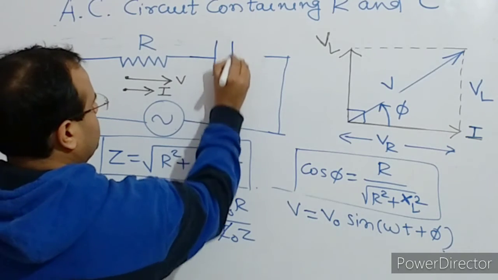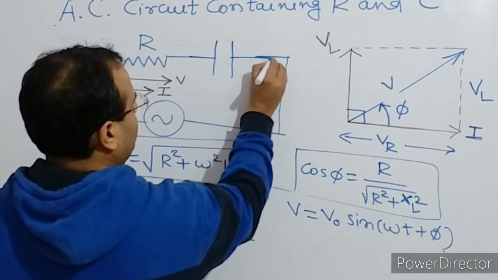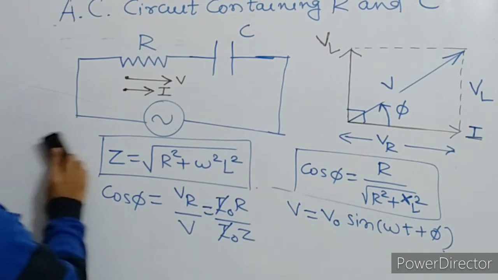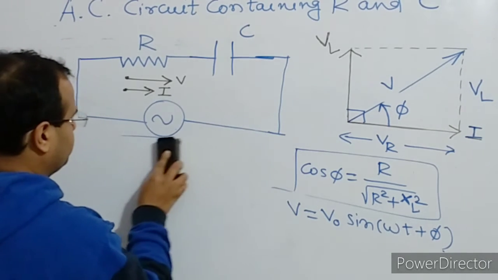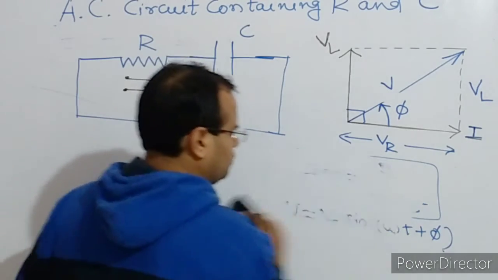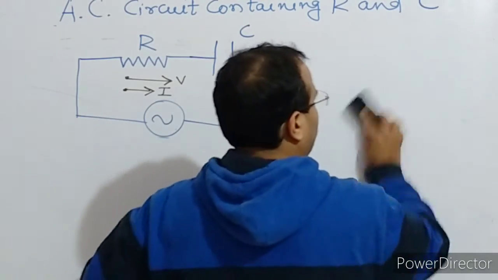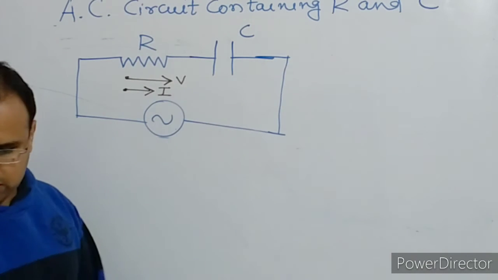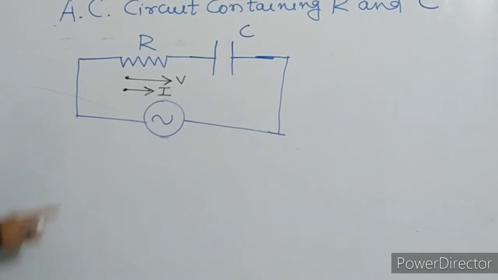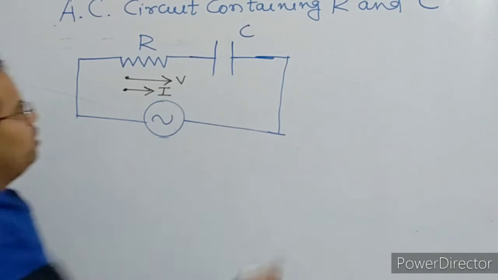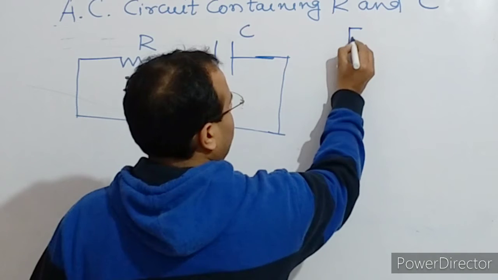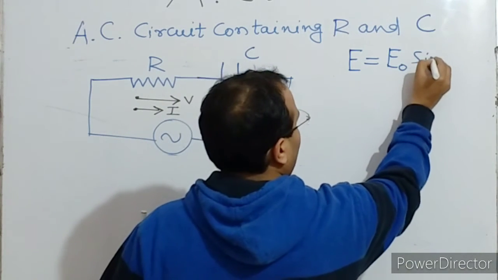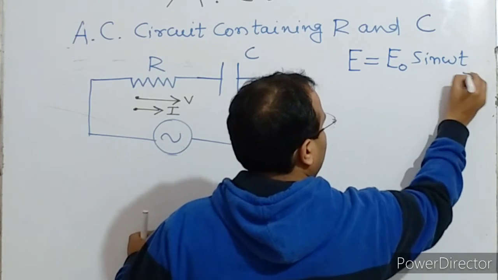So this is the capacitor, this is C. Now, when the resistance and capacitor are there, let us try to understand the behavior of a capacitor in an AC circuit. When the AC circuit is there, you know that the alternating EMF is given by E equals E naught sine omega t. This is equation number 1.